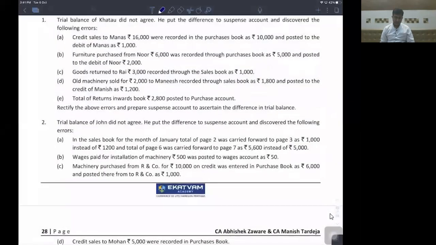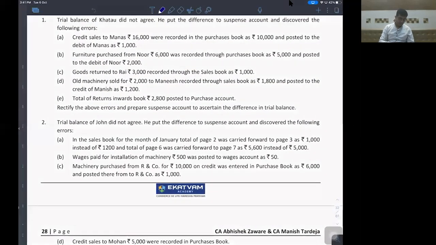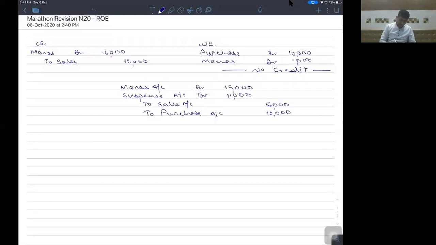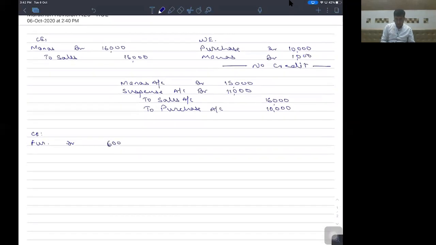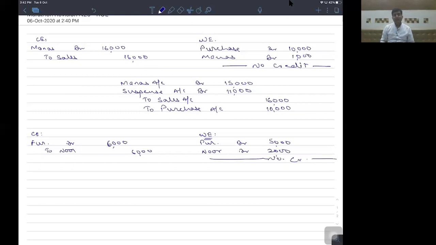The screen is back. So my correct entry in this case would have been furniture debit rupees 6,000 to Noor account 6,000. This entry I should have made. My wrong entry is purchase debit by 5,000, Noor also debit by 2,000, to no credit. Now to cancel this wrong debit, suspense has to be debited.